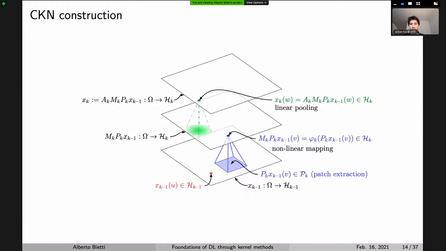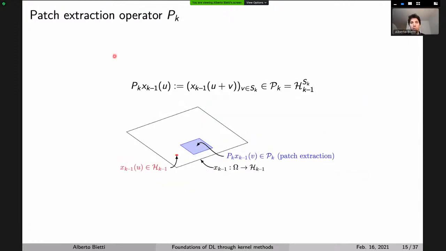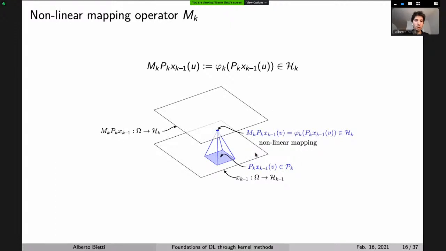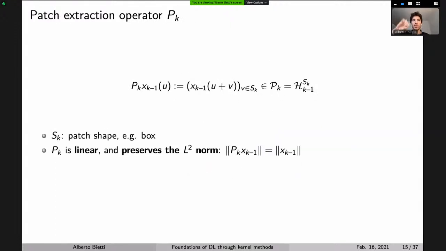So the picture looks a bit like this, and let's start with the patches. For the patch extraction, basically for each location u, you grab a little box, so a little vector that looks at all the values of the previous image centered at u, but also with all the v's around in a little box. So S_k is the shape of the patch, maybe like a little square. And if you define the norms appropriately, then P_k is a linear operator on this L2 space, and it preserves the norm. Okay, so that's the patch extraction. You kind of vectorize things locally, and you repeat some of the points in these patches.